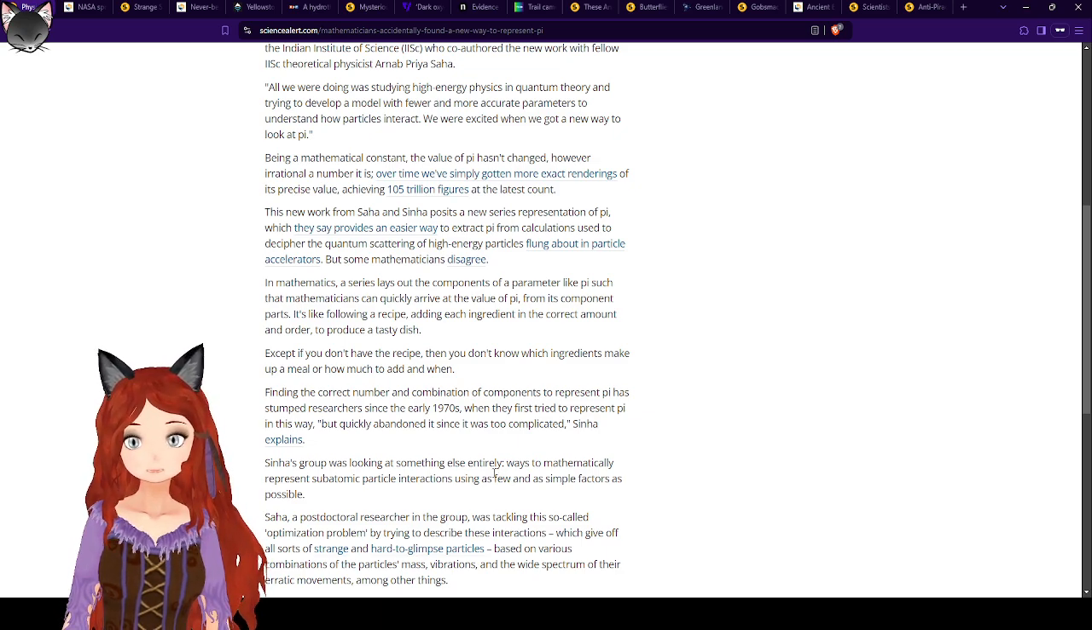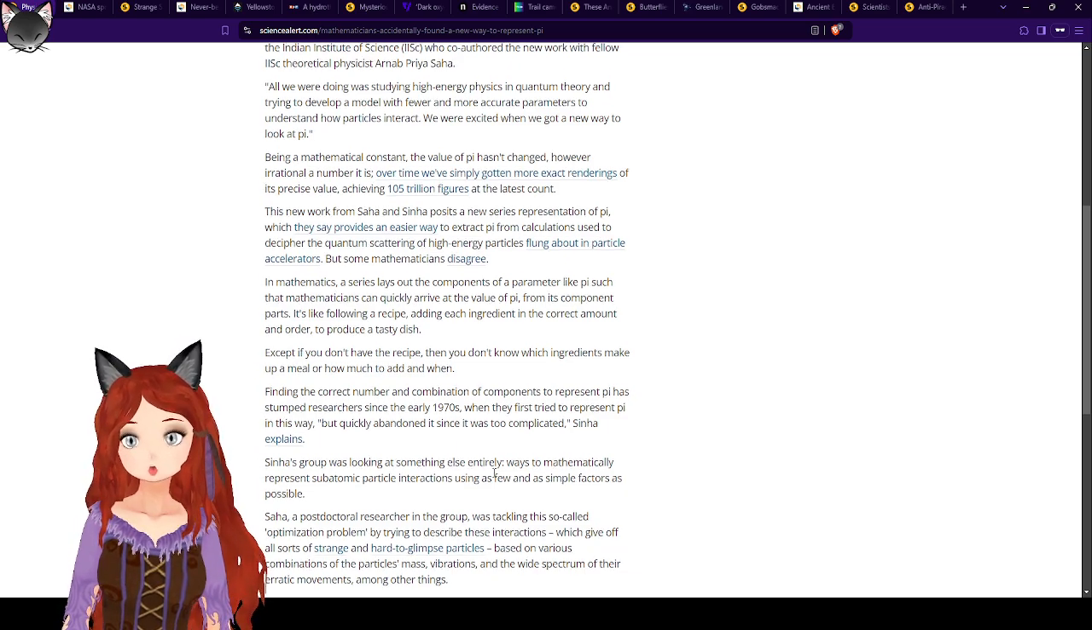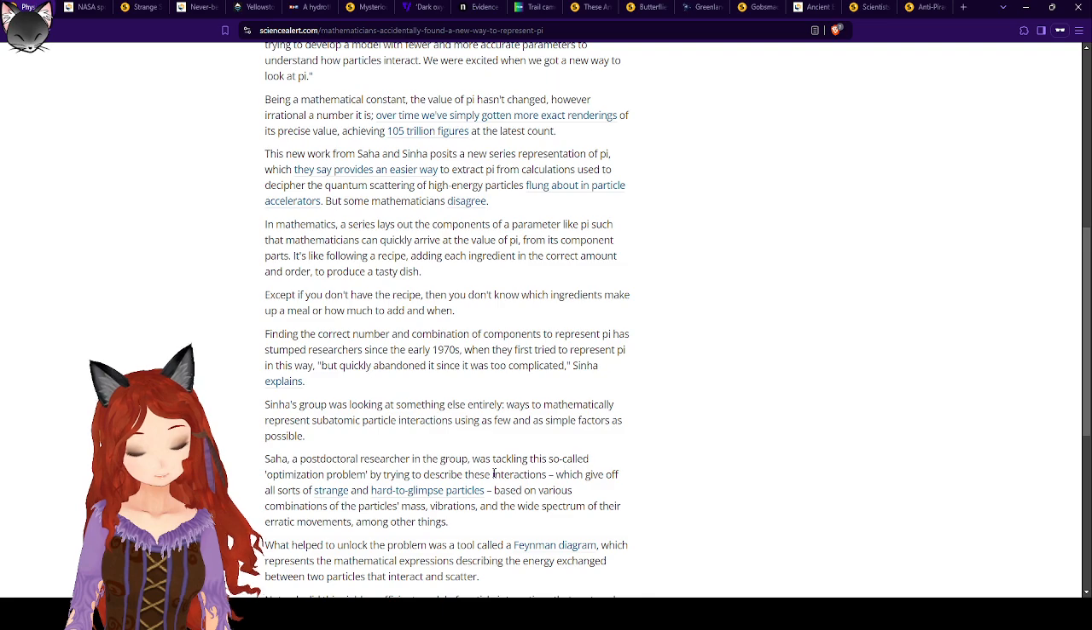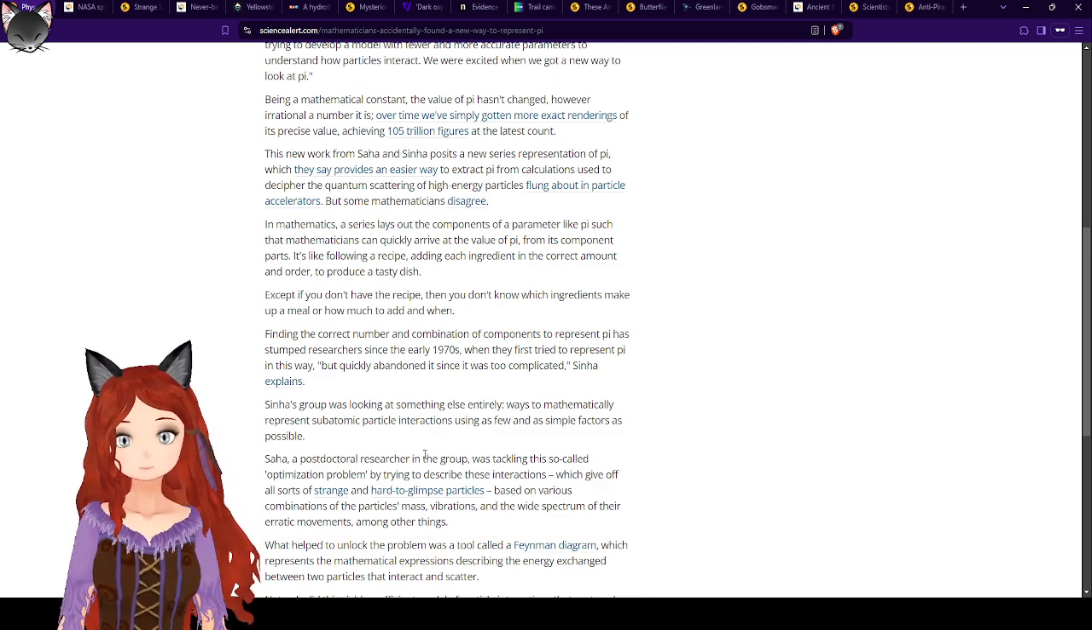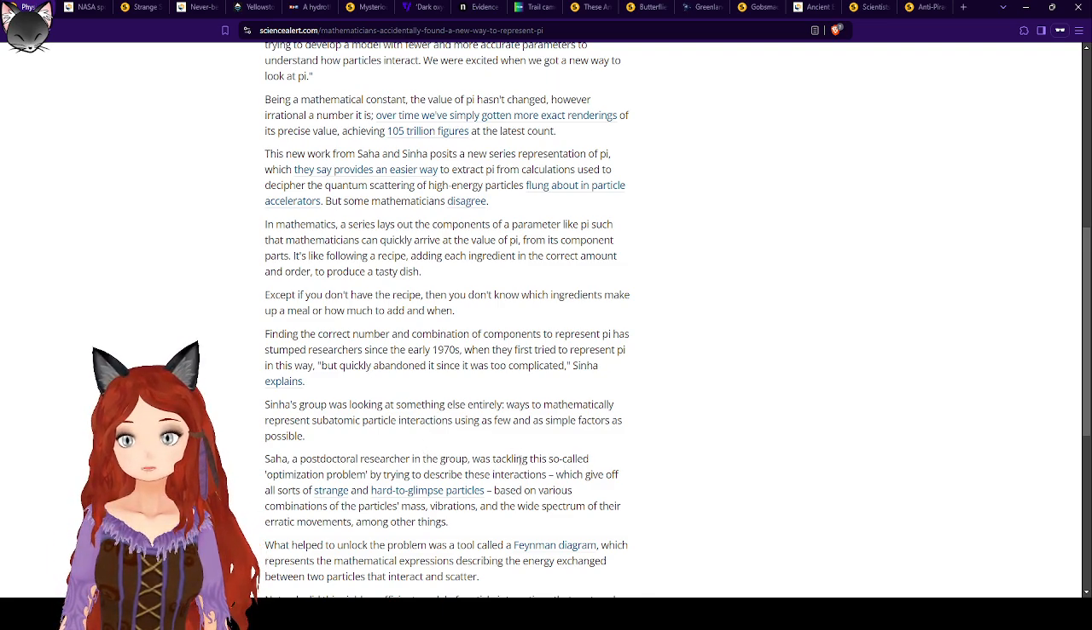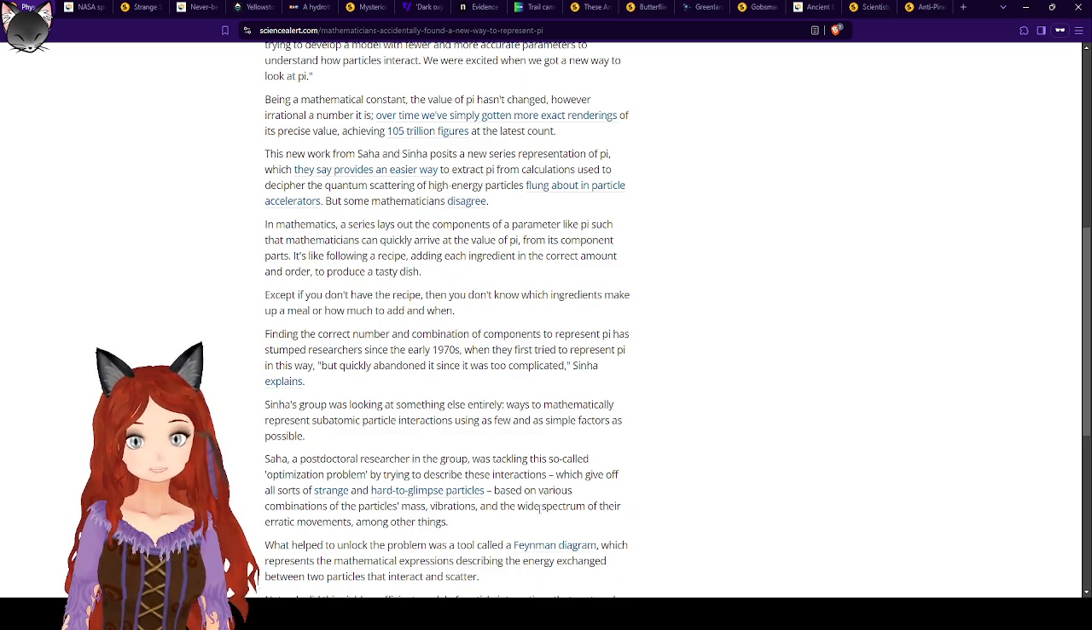This group was looking at something else entirely. Ways to mathematically represent subatomic particle interactions using as few and as simple factors as possible. Okay, I'm going to try and say the last name. A postdoctoral researcher in the group was tackling the so-called optimization problem by trying to describe these interactions, which give off all sorts of strange and hard-to-glimpse particles, based on various combinations of the particles' mass, vibrations, and wide spectrum of their erratic movements, among other things.